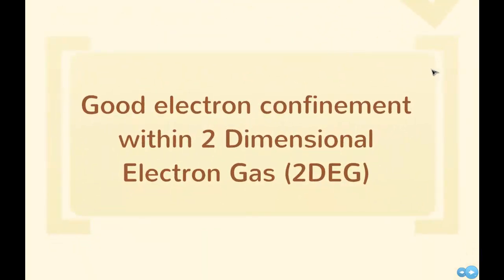The other good thing is that we get a very good electron confinement within the two-dimensional electron gas. As we've just seen, you end up having electrons confined to a potential well, and they can only move in the x and y direction, but not in the z direction, which means they're very much confined to the interface between the two materials, to your heterointerface.